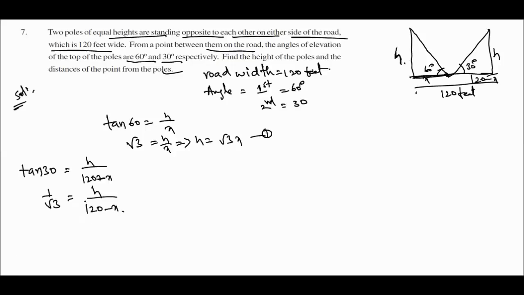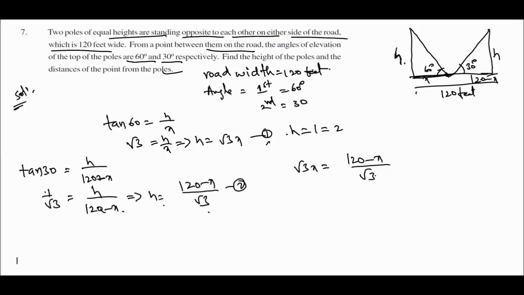So this goes here, then h is equal to 120 minus x divided by root 3. This is the second h. So from 1 and 2, root 3 x is equal to 120 minus x divided by root 3, since 1 is equal to 2.